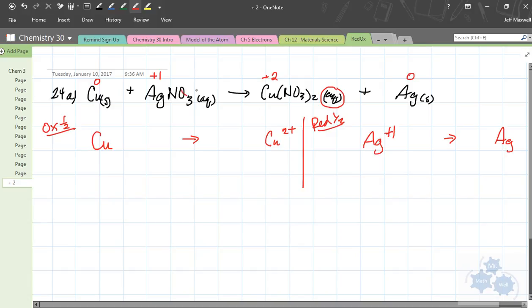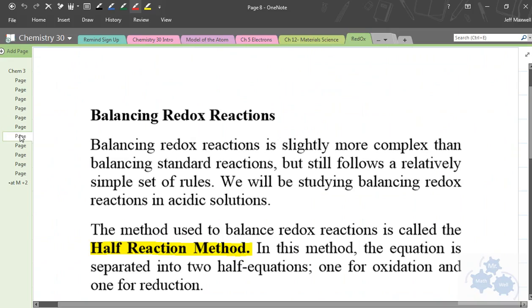Again, drop the nitrates. This is aqueous anyway, so this is just ions in solution. They're actually separate anyways. So just focus on the species that are being reduced and oxidized. Okay. So we go back to our rules here.